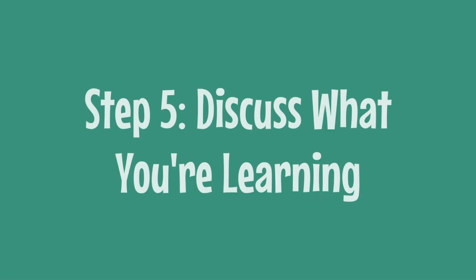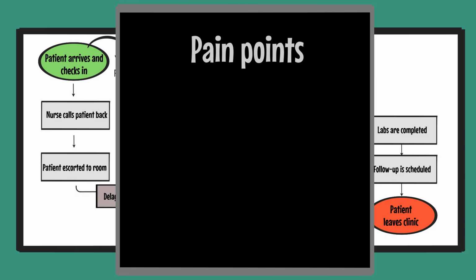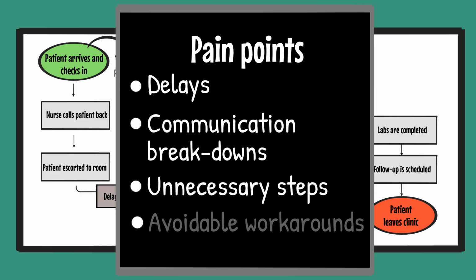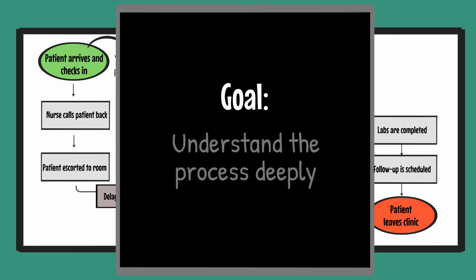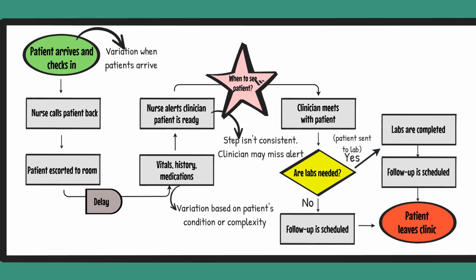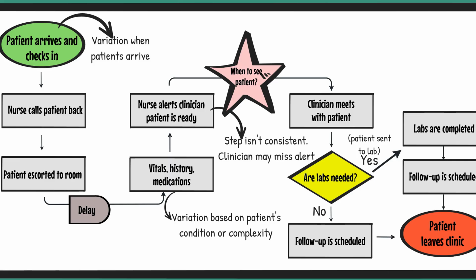Step 5. Discuss what you're learning. After validating the map, the team can start identifying pain points. Where are delays occurring? Where is communication breaking down? Are there unnecessary steps or avoidable workarounds? The goal is not to fix the process yet, but to understand it deeply. Creating a current state process map helps teams develop shared insight, break down silos, and prepare for effective improvement.